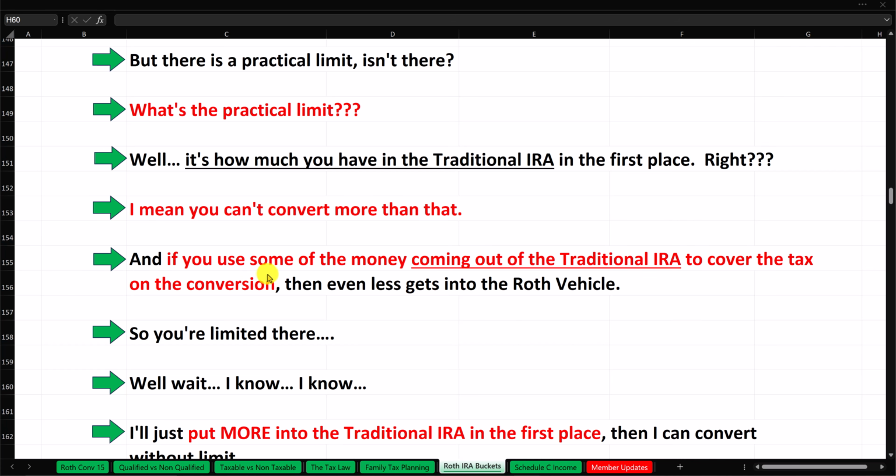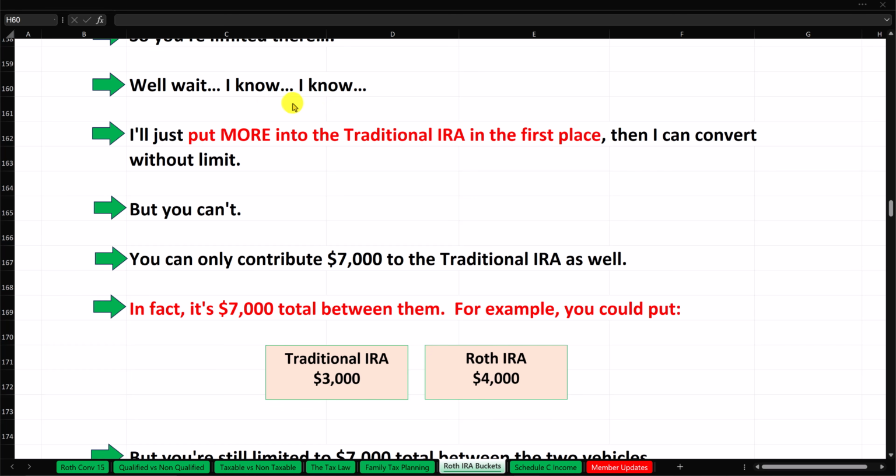And if you use some of the money coming out of the traditional IRA to cover the tax on the conversion, then even less gets into the Roth vehicle. So you're limited there on how much you can get into the place where money never gets taxed again through a practical limit. Well, wait a second. I know. Okay, I'll just put more into the traditional IRA in the first place, and then I can convert without limit. But you can't, right? You can only contribute $7,000 to the traditional IRA as well. In fact, it's $7,000 total between them.